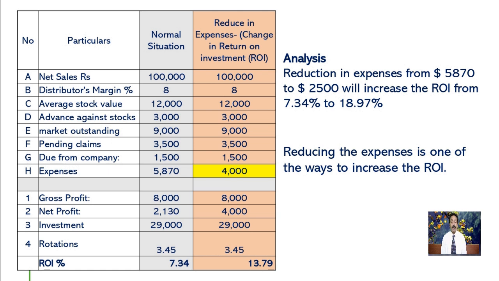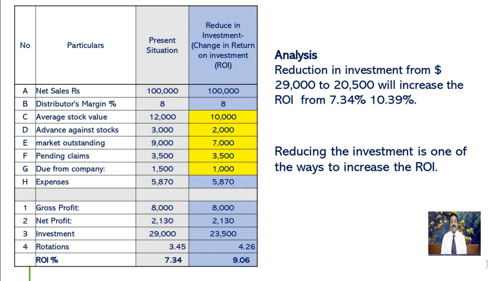First one is increasing the business, remaining will be same. Second is increasing the distributor margin, remaining will be same. Third is reducing the expenses, the remaining will be same. Now I will show you the fourth way to increase the return on investment. So first three we recall again: increasing the business, increasing the margin, reducing the expenses. The fourth main element which plays very important role in ROI is investment.